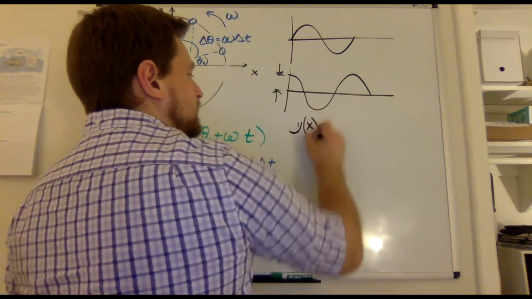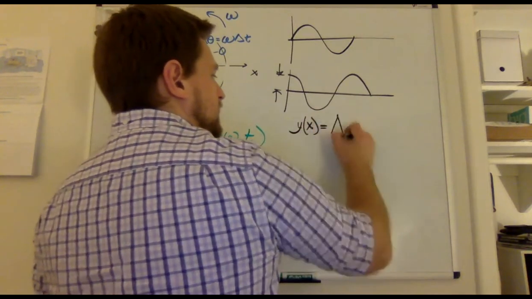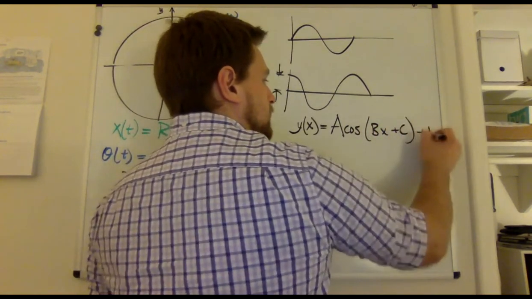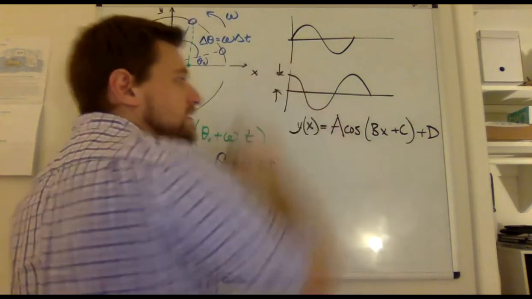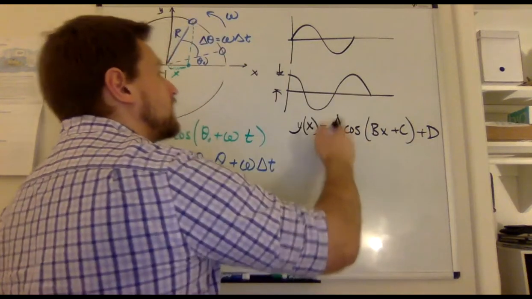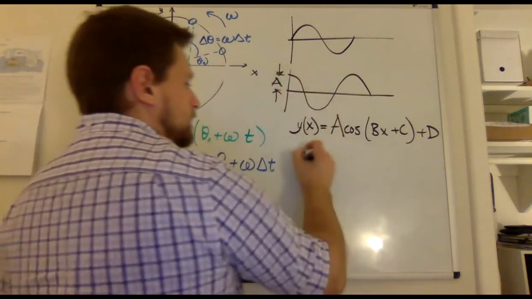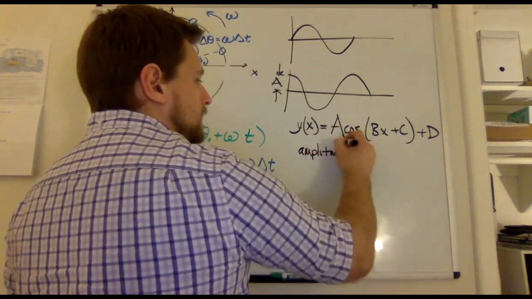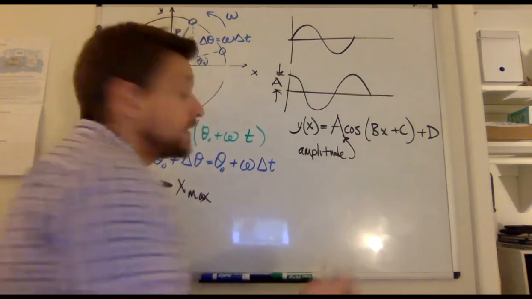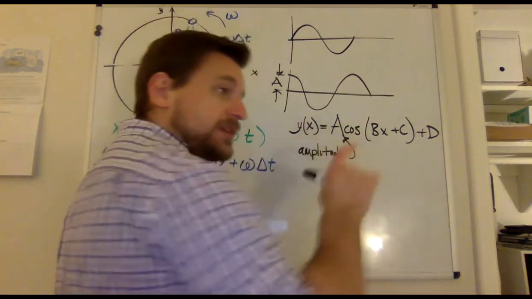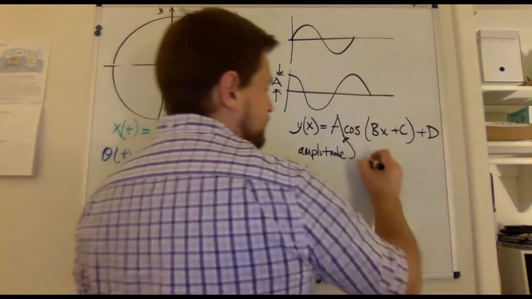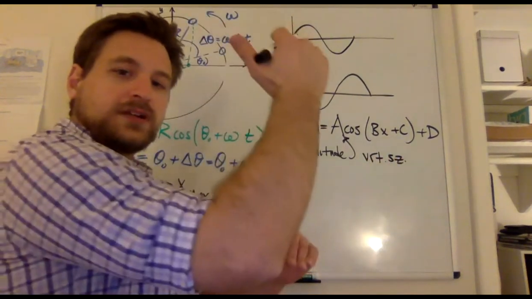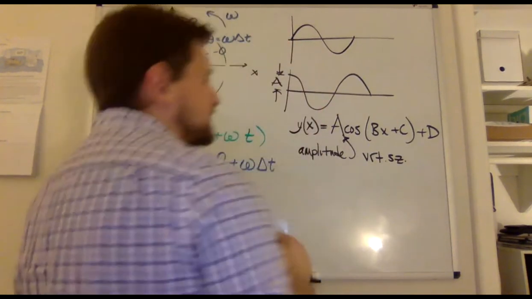y as a function of x equals a cosine of bx plus c, plus d. And that distance from equilibrium, that was our parameter a. A for amplitude, right? That's the button on the monitor that handles the vertical size. Vertical size of the picture. The bigger a is, the bigger the picture, the more space it takes up.